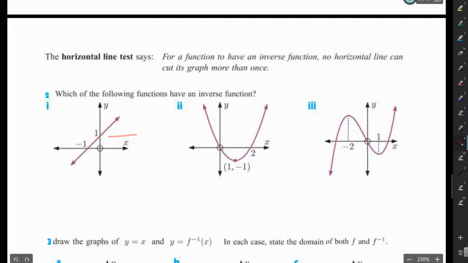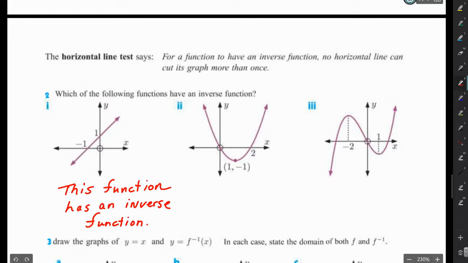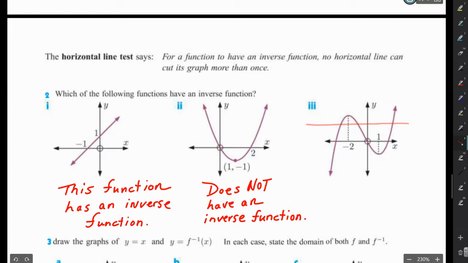Anywhere I draw a horizontal line, I'm only going to touch that graph in one place. So this function has an inverse function. Looking at the next one, in this graph, anywhere I draw a horizontal line, I'm hitting it in more than one place. So this does not have an inverse function. And lastly, we can hit this graph in more than one place when we draw a horizontal line. So this does not have an inverse function.